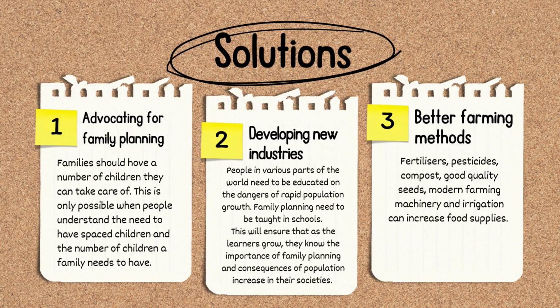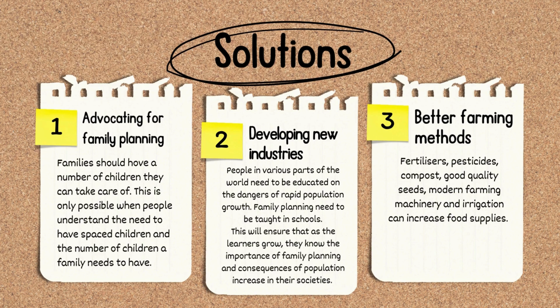The last solution that we can look at today is better farming methods. Fertilizers, pesticides, compost, good quality seeds, modern farming machinery, and irrigation can increase food supplies. Now, class, you and I have looked at the causes of population growth, the effects of rapid population growth, and the solutions to rapid world population growth.